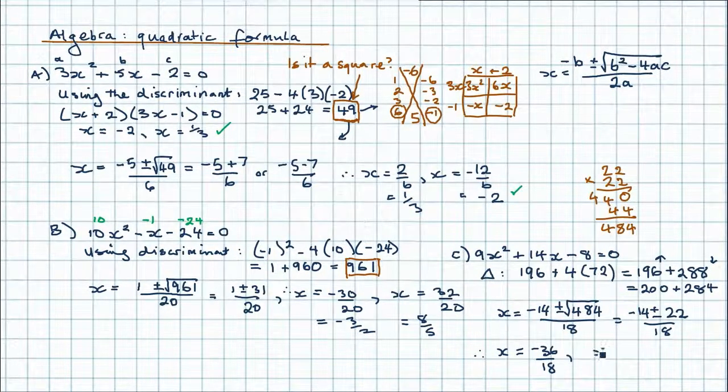And we've got x equals, well, we've got minus 14 plus 22, so that's going to be 8 over 18. These simplify to minus 2, and this one simplifies to, well, if we halve both top and bottom, we'll end up with 4/9.